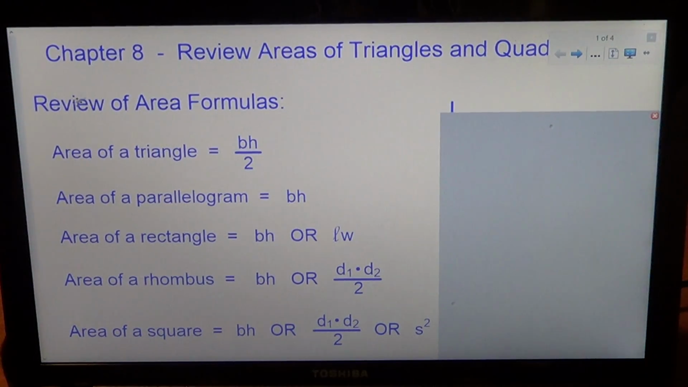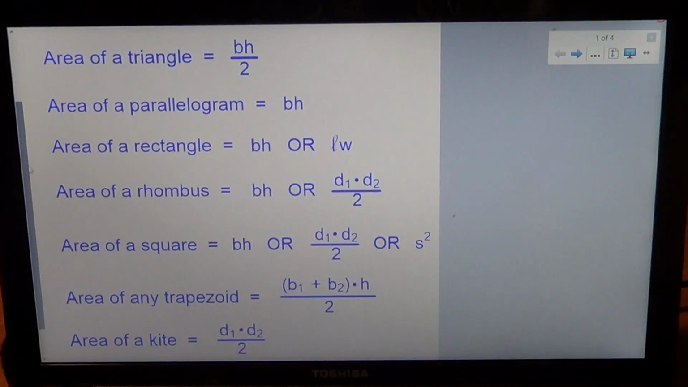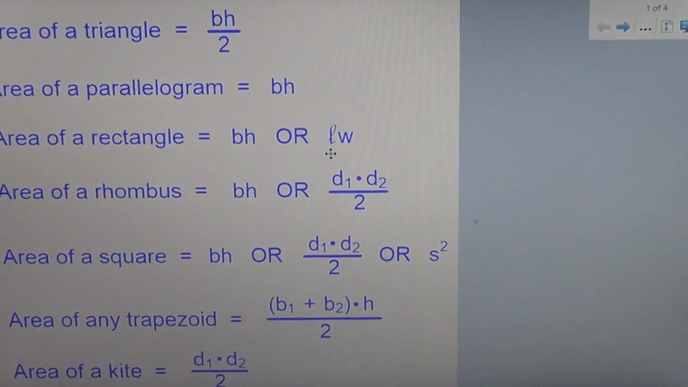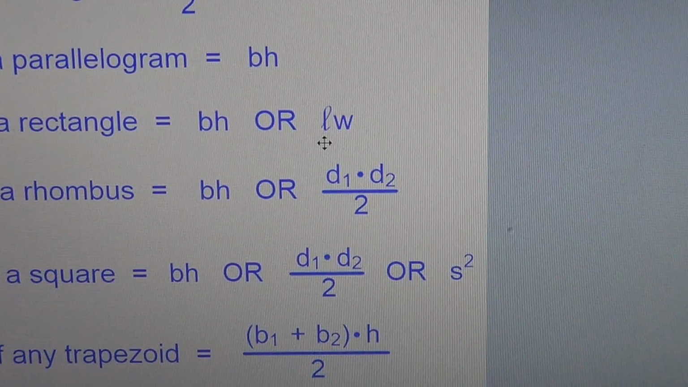Alright, so area formulas. Area of a triangle, base times height divided by 2. Okay, and you should know that one from a long time ago. Area of a parallelogram, base times height. Area of a rectangle, base times height, or length times width. We usually use this kind of cursive L. Let me zoom in a little bit so you can see these a little bit better. Okay, so you can kind of see how that's a cursive L there.